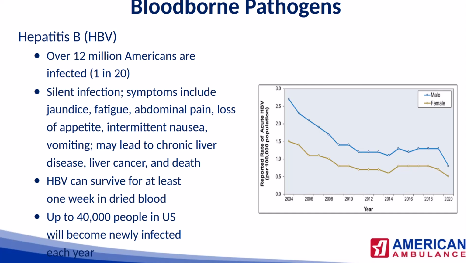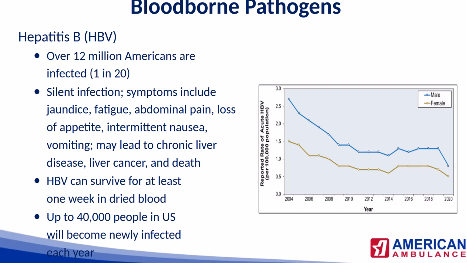HBV is highly transmissible, with a risk of infection ranging from 6% to 30% from a single needle stick. Alarmingly, half of those infected are unaware of their HBV status. Additionally, HBV can persist in dried blood on surfaces or contaminated needles for up to a week.